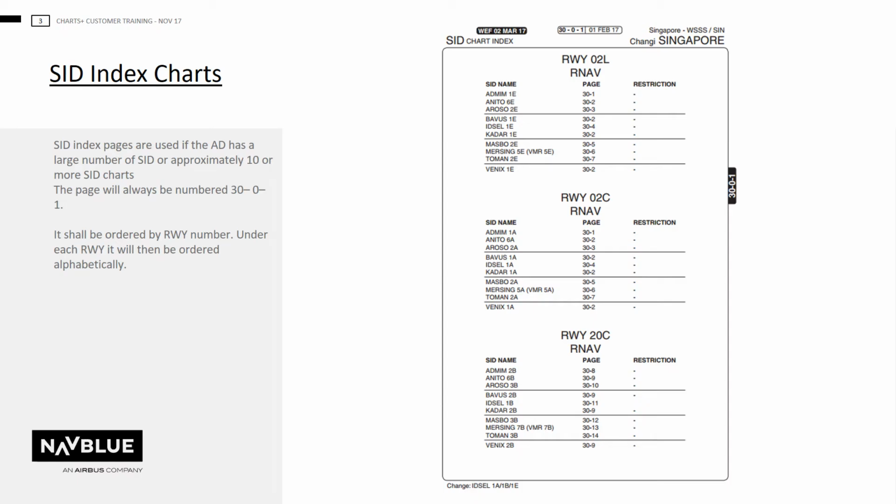If the aerodrome has approximately more than 10 pages, then Nav Blue will create an index page. It should be placed first in the SID chapter with a page number of 30-0-1. The order will be the runway order, starting with the lowest.